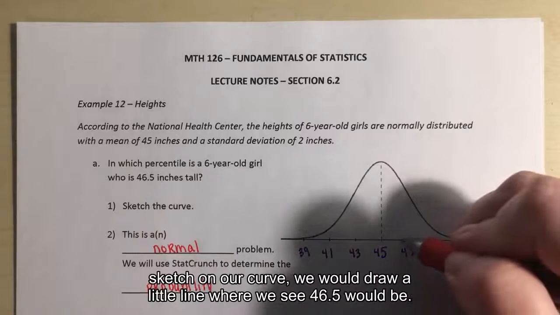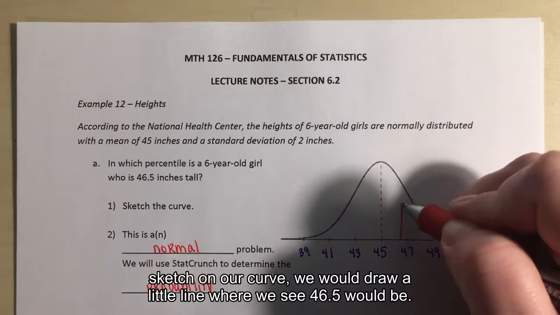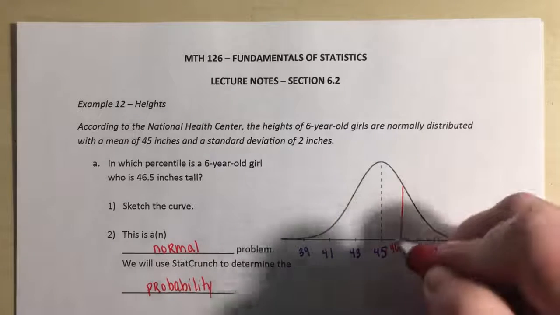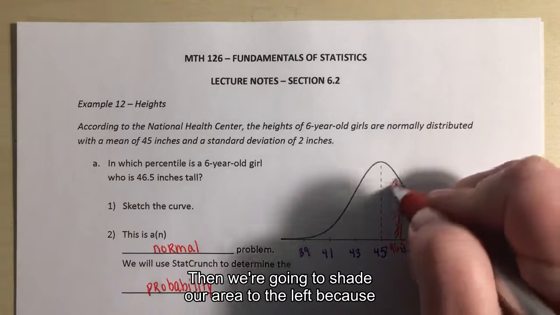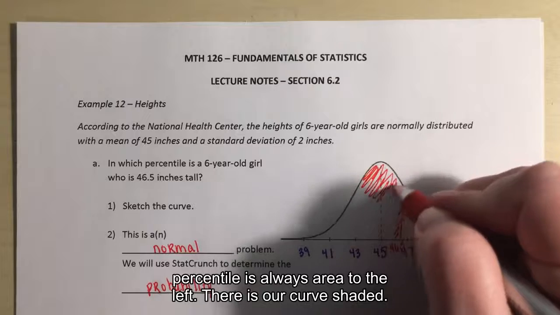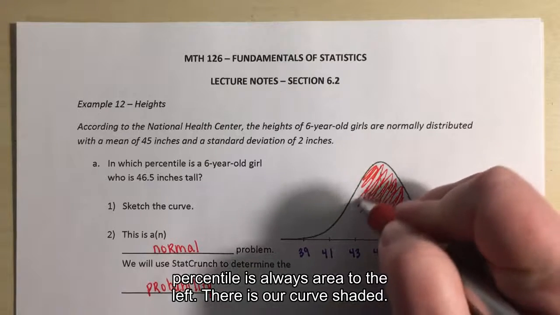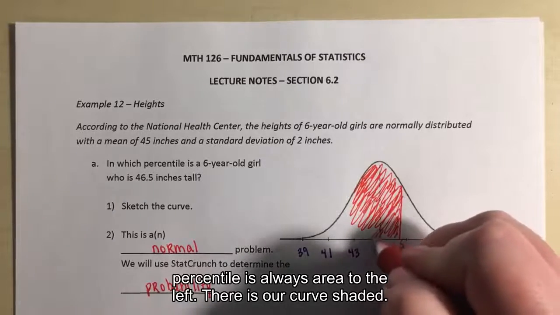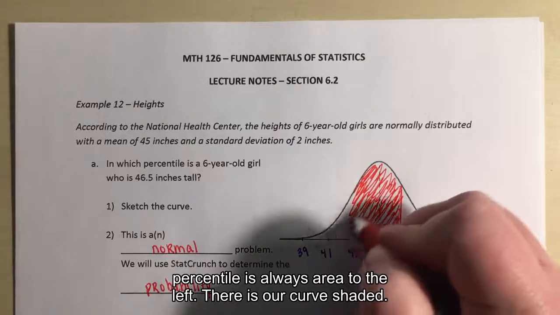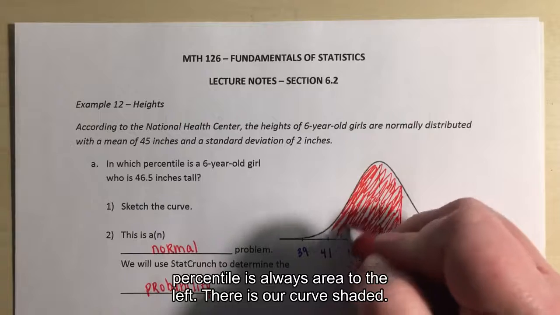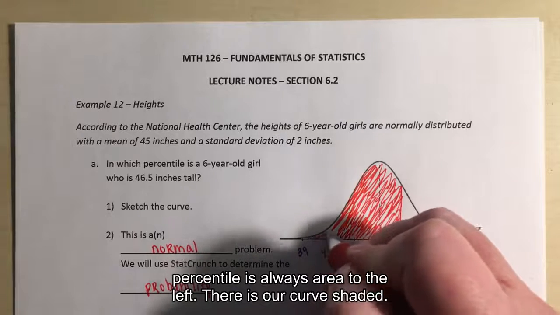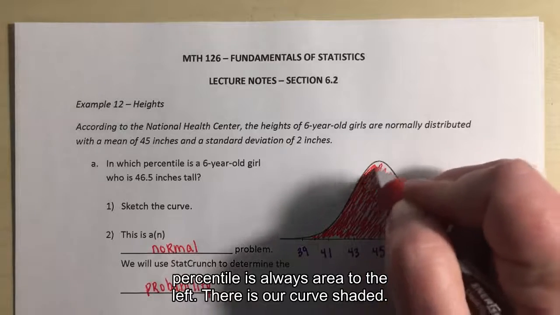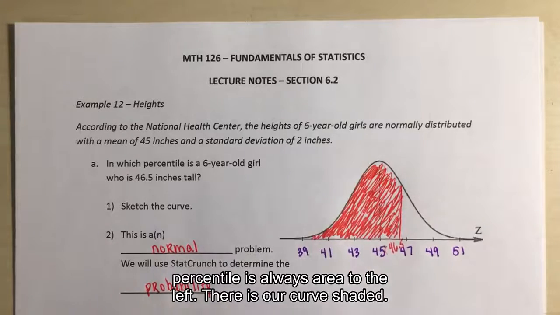If we were to sketch in our curve, we would draw a little line where we see 46.5 would be. And then we're going to shade our area to the left, because percentile is always area to the left. Okay, so there is our curve shaded.